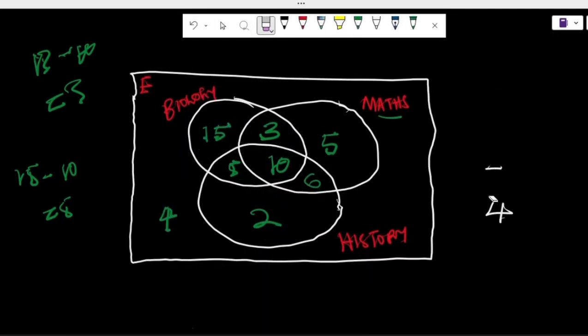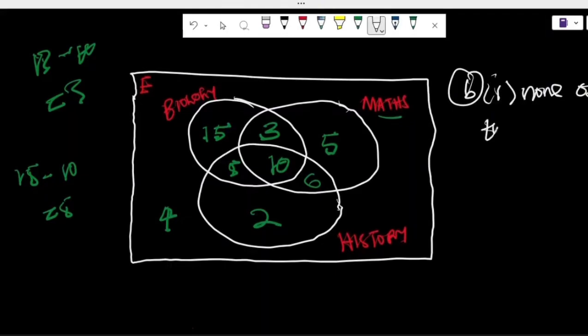Now, the next question is, B: how many students or how many learners collected none of the textbooks? So this is clear to see because you only have 4 students who collected none of the textbooks. So here we can confidently say that our answer is 4.